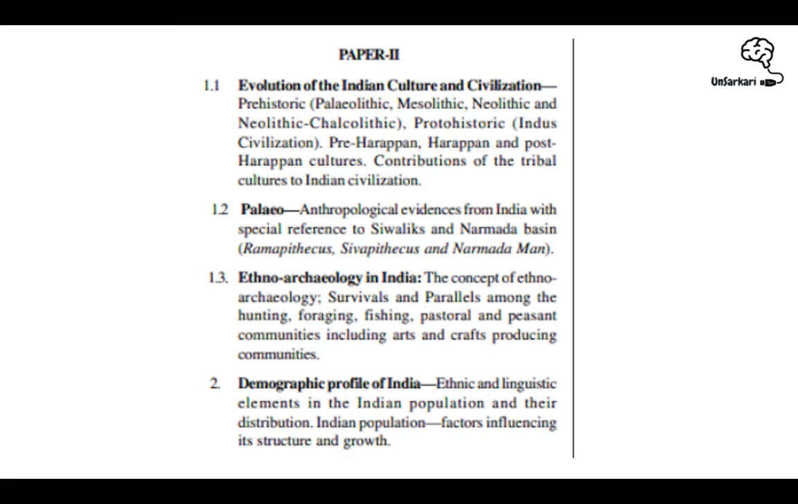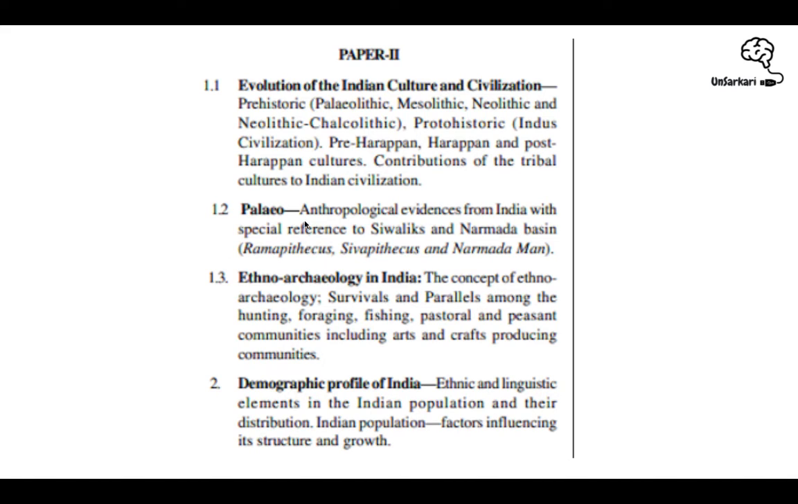PGW or redware pottery or ochreware pottery, all of those terms, contribution of tribal cultures to Indian civilization. When you go through this topic, you would be amazed to know what all the Indian civilization has taken from or borrowed from tribal cultures. It is actually more than what the tribal cultures have borrowed from modern societies or even contemporary societies.